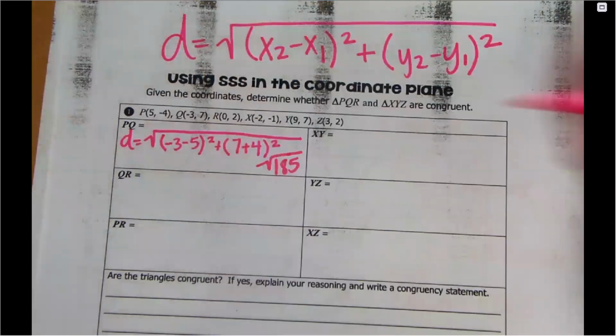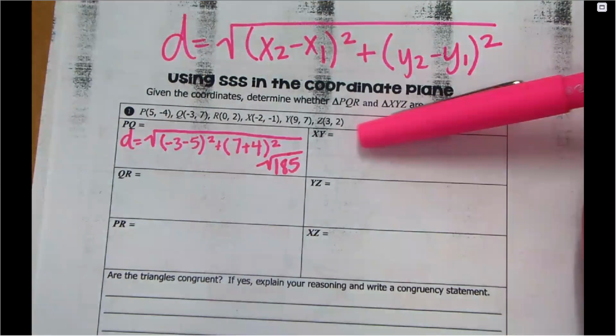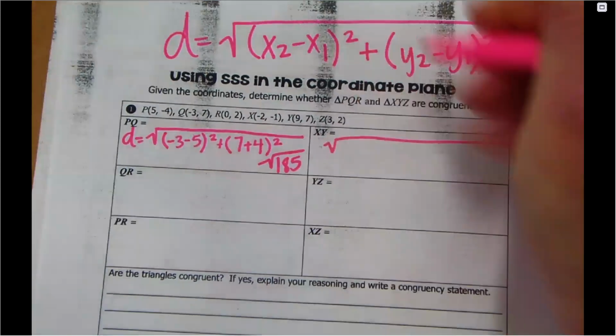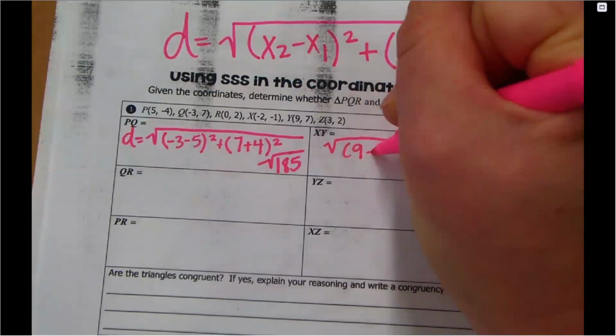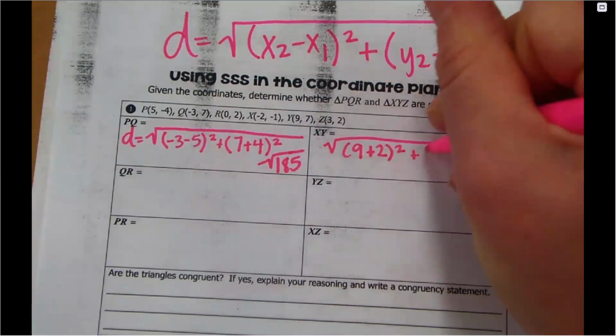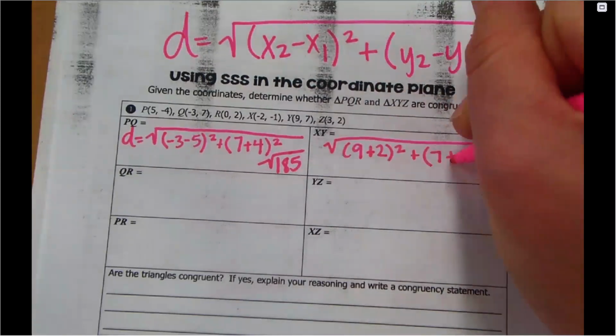Because remember, we can match up the square roots. We don't have to have the decimal. We can just match the square roots. So now I'm going to do x, y. I'm going to start with y, which is 9 minus -2, so plus 2, and 7 minus -1, which is plus 1 squared.